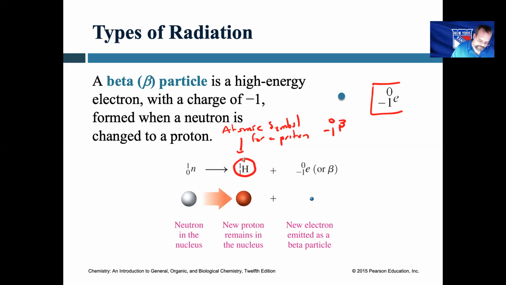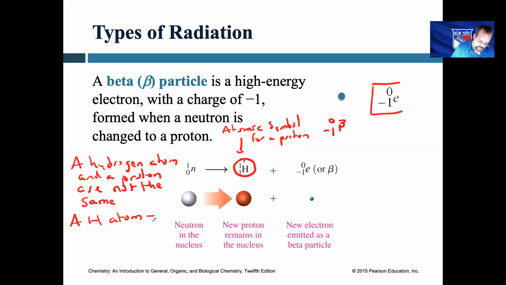But keep in mind that a hydrogen atom and a proton are not the same, because your hydrogen atom is neutral. Because not only does a hydrogen atom have 1 proton, it also has 1 what? It also has 1 electron. But a proton has a +1 charge.